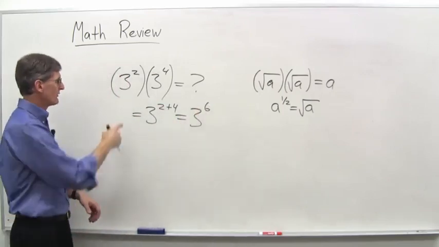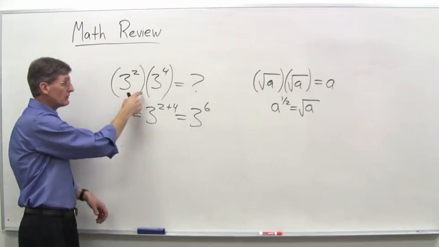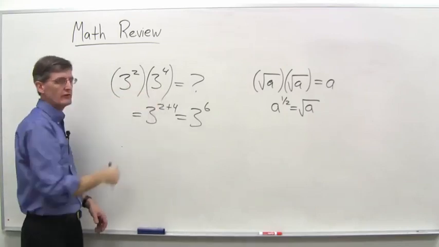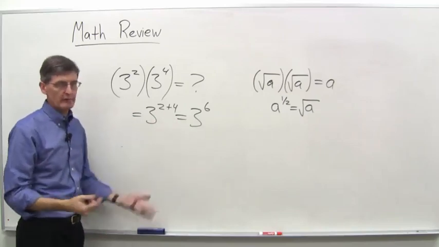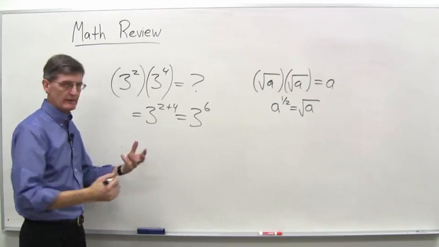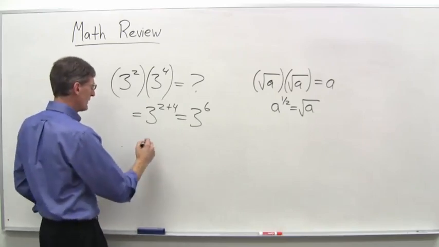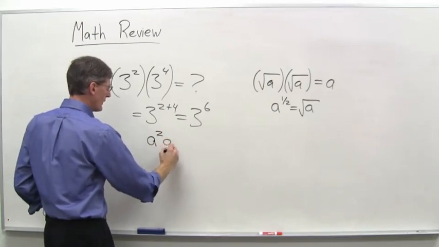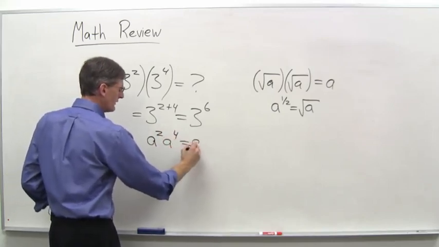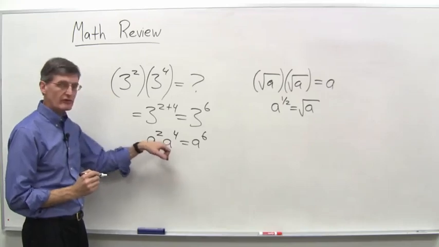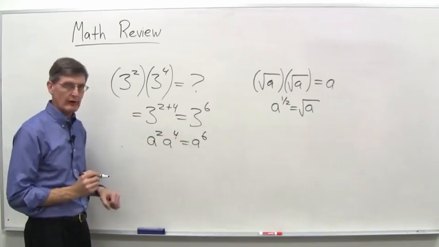And you can sort of see this because this is 3 times 3 times 3 times 3 times 3 times 3. That's 4 more 3s. So we get six 3's multiplied together, so we get 3 to the 6th power there. Or in algebraic notation, we might say we've got a squared times a to the 4th, then that's a to the 6th power. Again, if the bases are the same, you can add the exponents and combine them like that.